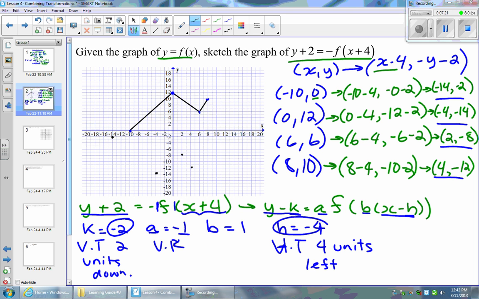Okay, so let's go ahead and connect these points. It's a straight line that goes through all 4 points, and we have something that looks like that. All right, so that is how you graph a function that involves a combination of transformations.